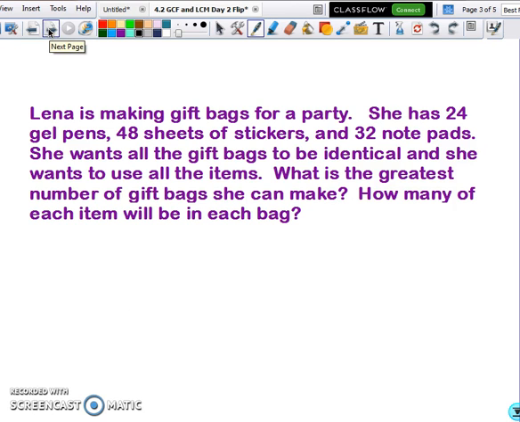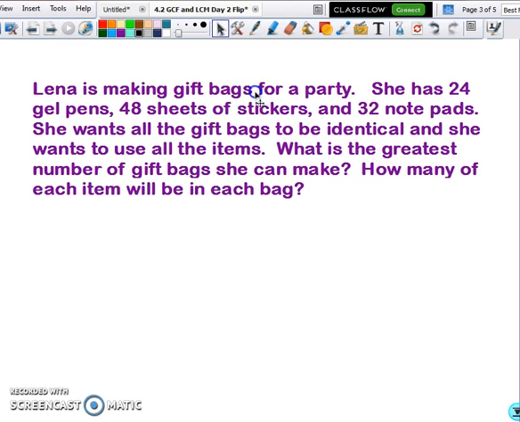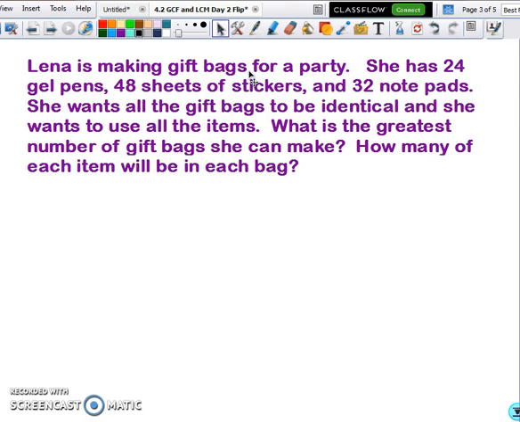So let's take a look at this problem. First of all, I know sometimes it's hard for you because you have a Chromebook and it's not on paper, but I still like to underline my important information. In this case, Lena is making gift bags for a party. She has 24 gel pens, 48 sheets of stickers, and 32 notepads. She wants all the gift bags to be identical, and she wants to use all of the items.